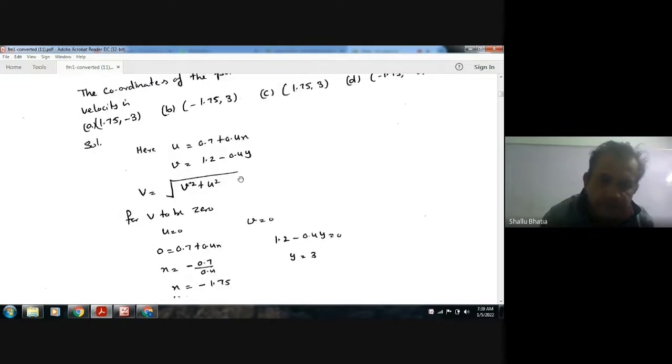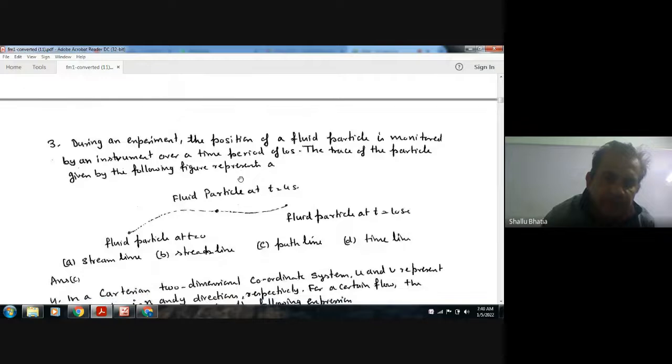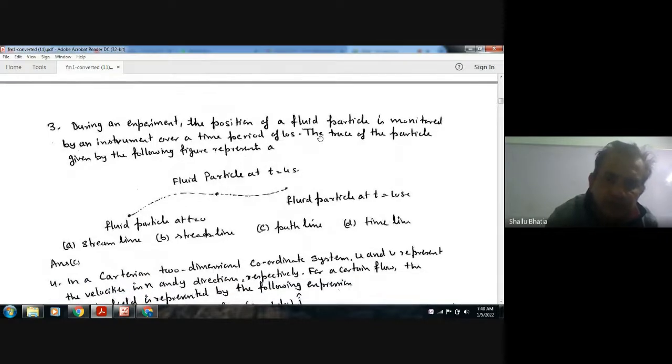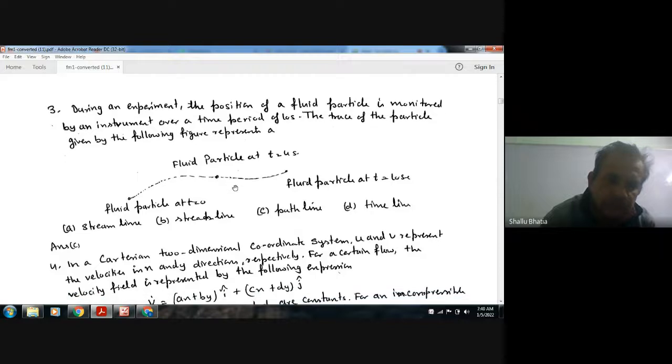Okay. Next, during an experiment, the position of a fluid particle is monitored by an instrument over a time period of 10 seconds. The trace of the particle given by the following figure represents fluid particle at 4 seconds, fluid particle at 10 seconds, and fluid particle at 0 seconds. A streamline, B streak line, C path line, and D timeline. So it is path line because it is a photograph of the particle at different positions. So answer is your C.